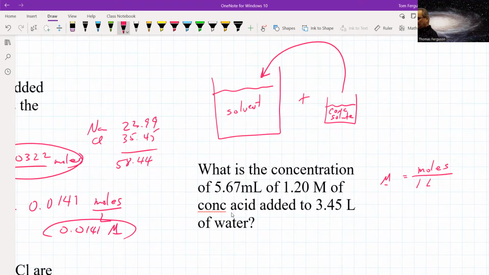All right. There's two parts to this. One, we need to figure out the moles, and secondly, we need to figure out the volume. How do we figure out the volume? Taking this many milliliters, dumping it in this many liters of water. Exactly. You're just going to add the small amount to the big amount, and we have to convert them both to liters so we can add them.